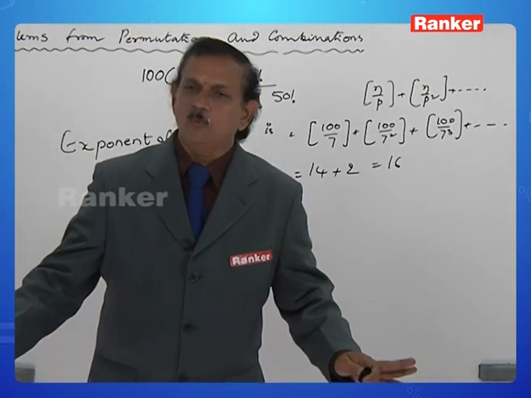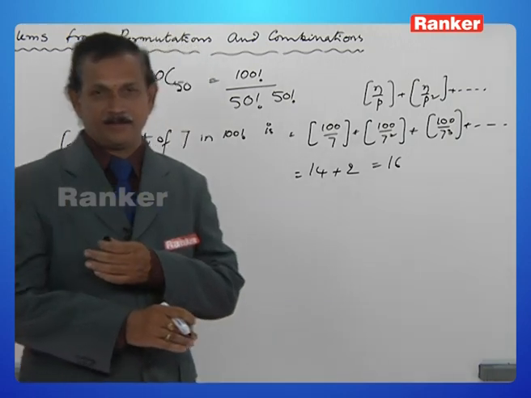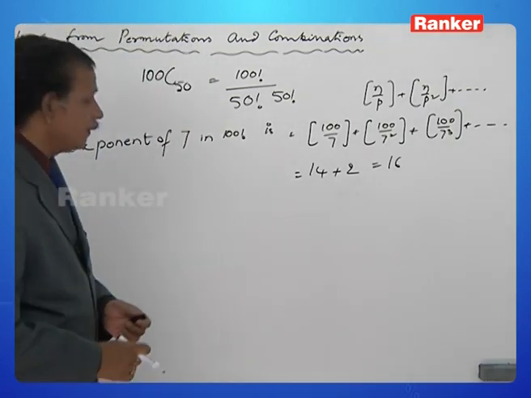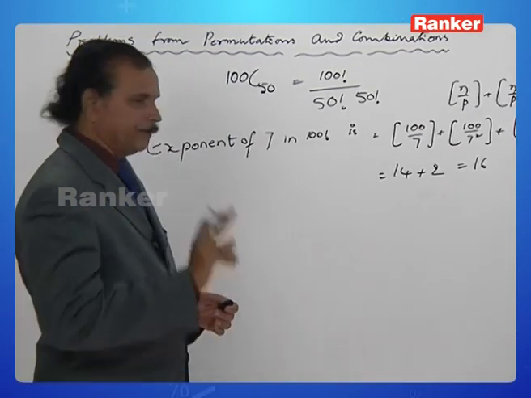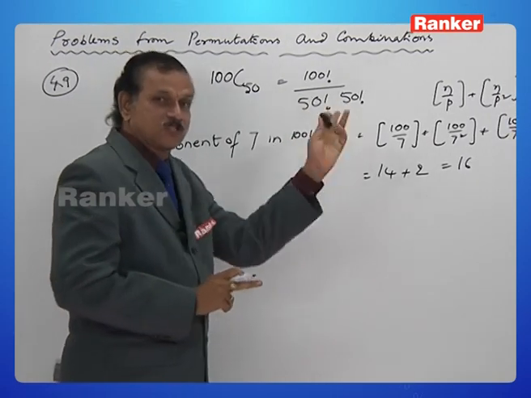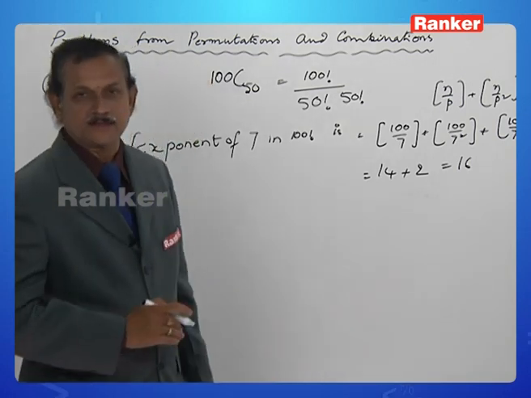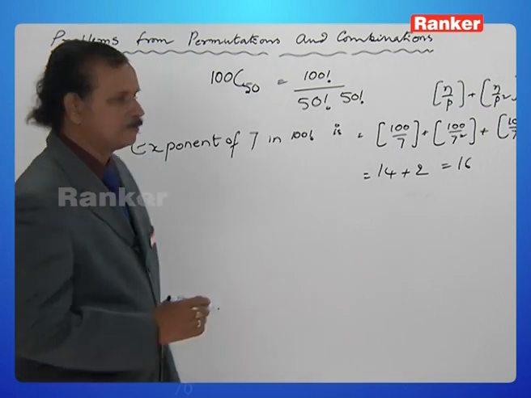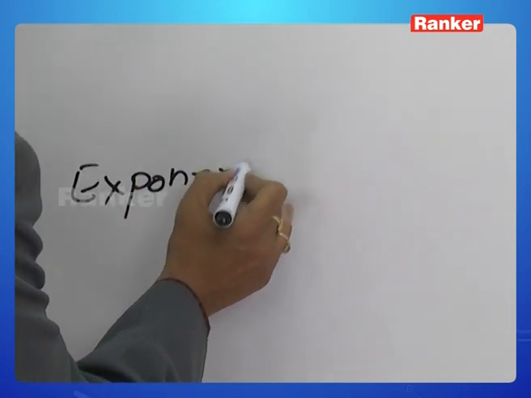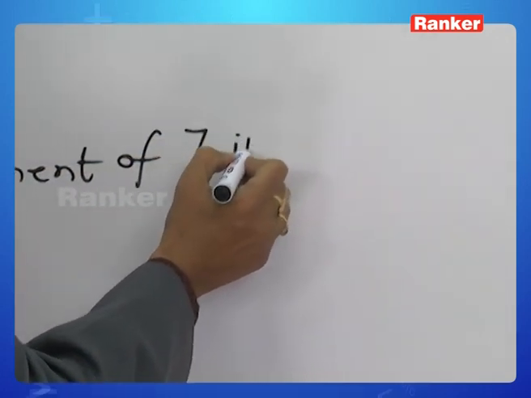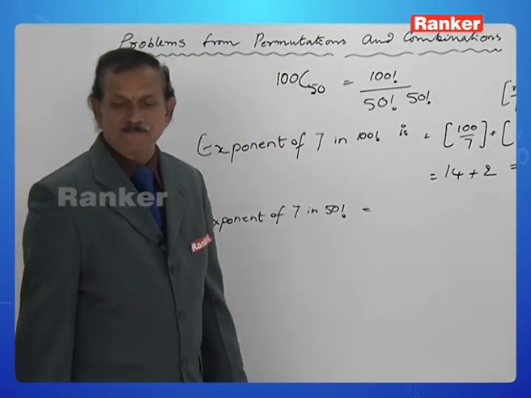One activity we could have performed. Now still something is left behind. What is that? We are supposed to have the exponent of 7 in 50 factorial also. Notice that 50 factorial occurs twice in the denominator. We shall see it later. Let us first of all calculate the largest exponent of 7 in 50 factorial.